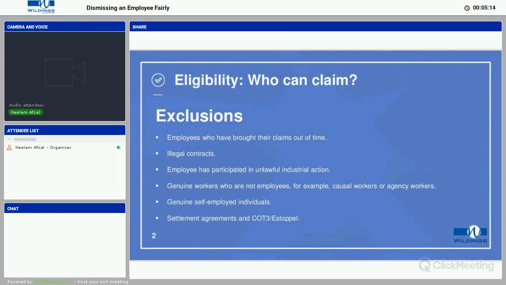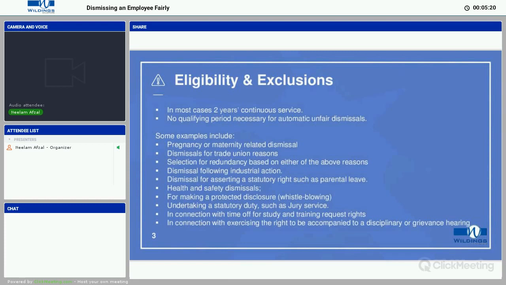Now, we've established who can bring a claim. We need to look at what the requirements are. So it needs to be an employee. We need to then look at the qualifying period. For an employee to bring a claim, they need to be employed for 2 continuous years, and that's usually calculated from the date they start employment to the date their employment has ended, and it's often referred to as effective date of termination. So you simply look at the contract and you work out the period of continuous employment.